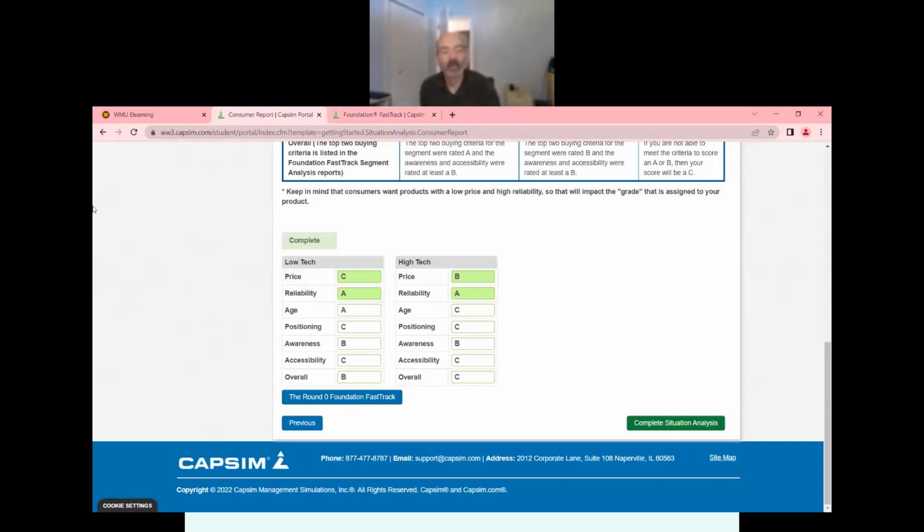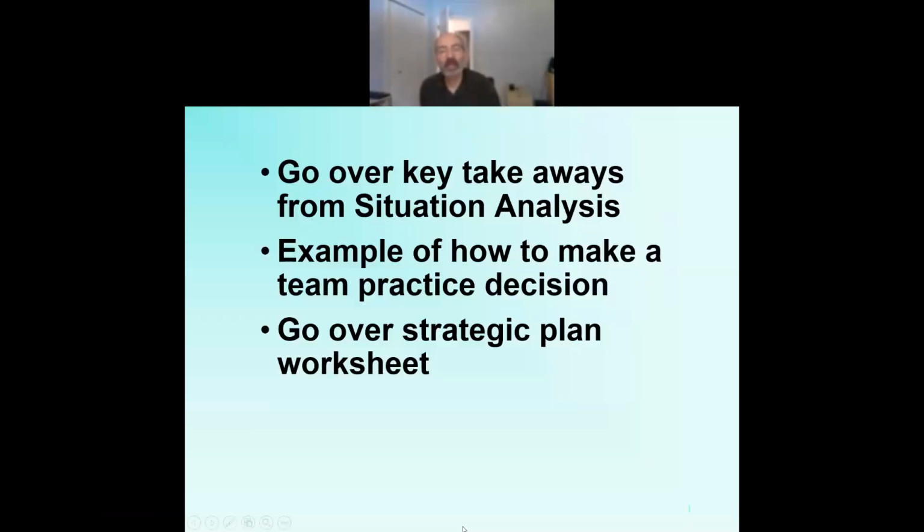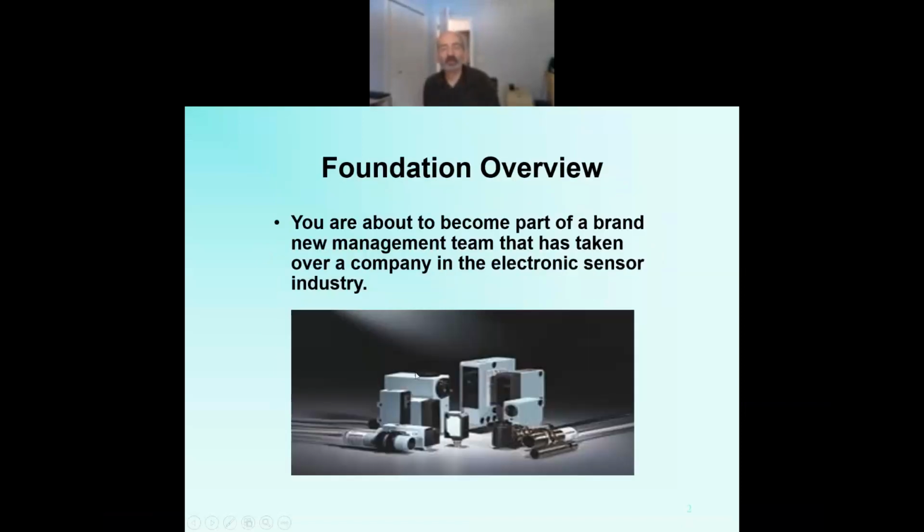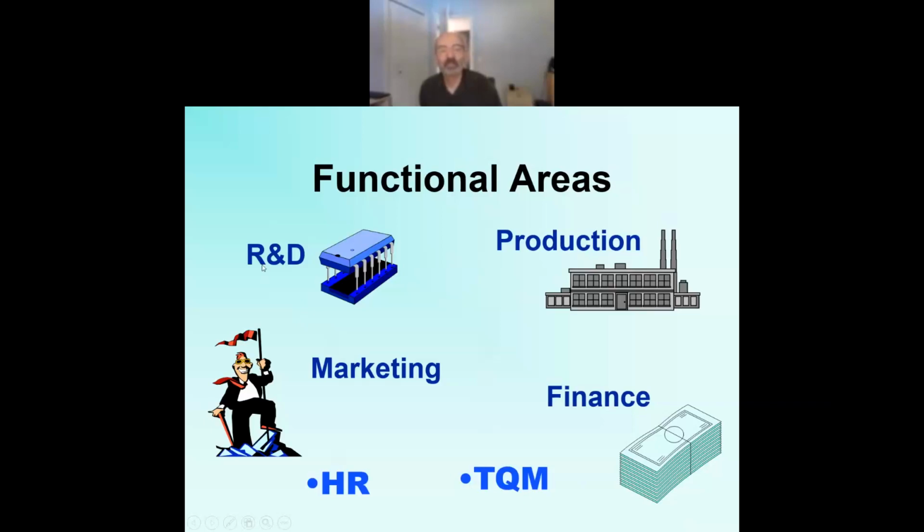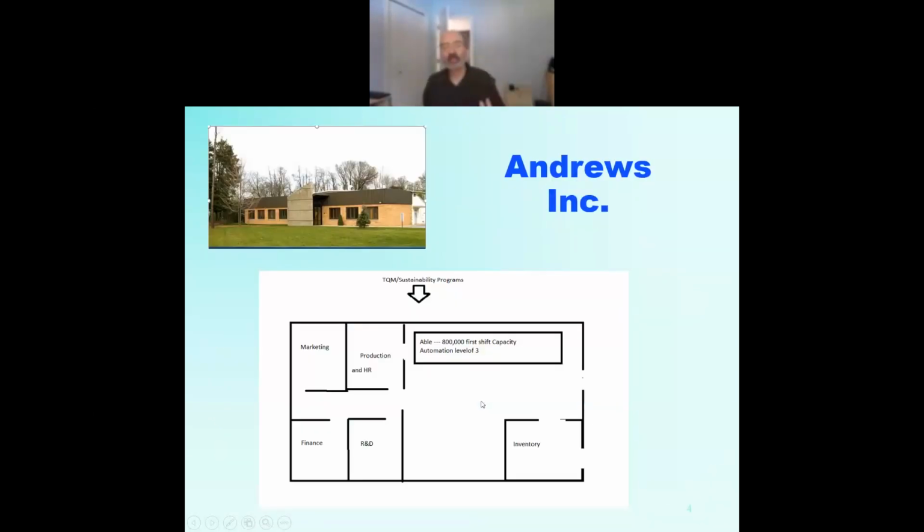All right. Now, given that, what I want to do is take this company you are in, where we're going to make decisions in R&D, marketing, production, and finance, and then kicking in will come HR and TQM. This comes in the second round. This comes in the fourth. Get in your head what your company looks like.